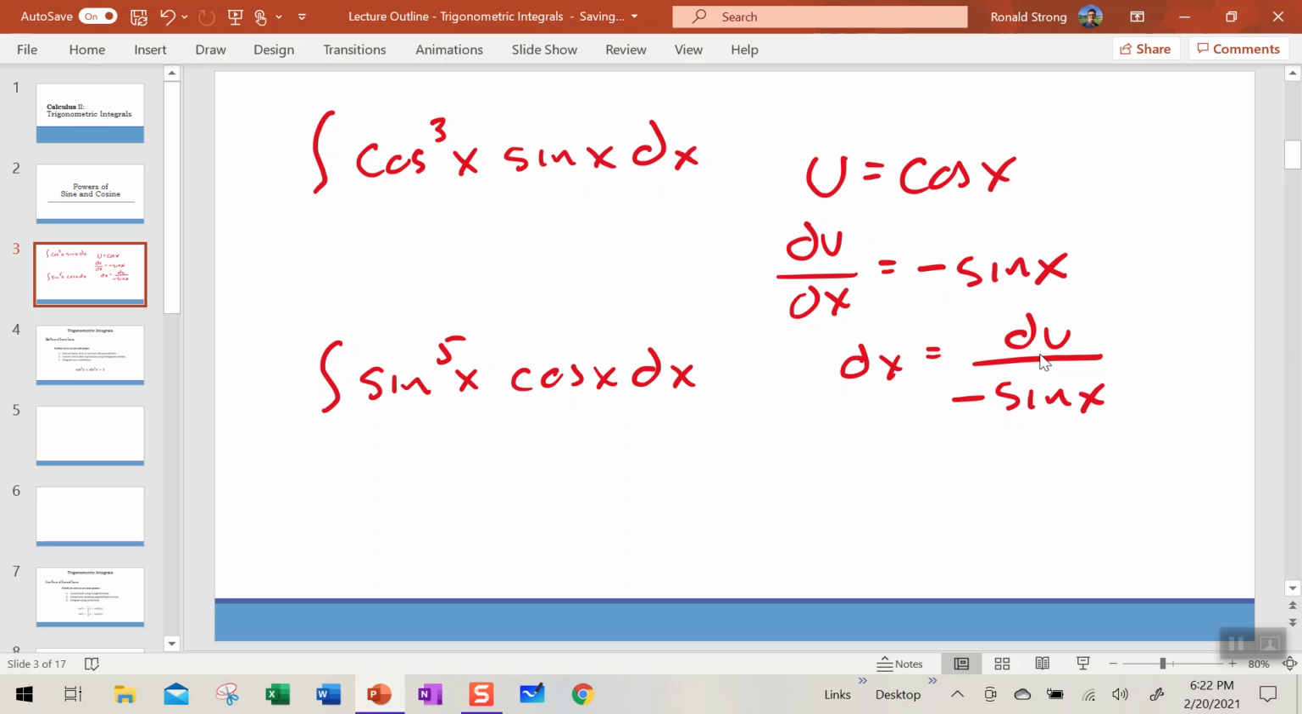And so when we do our u substitutions, you can see that the sine of x is going to cancel out. So the moral of the story here is if you have a sine or a cosine raised to the first power, it doesn't matter what the other function's power is. It could be raised to any power. But if sine or cosine are raised to the first power, this is simply a u substitution problem.